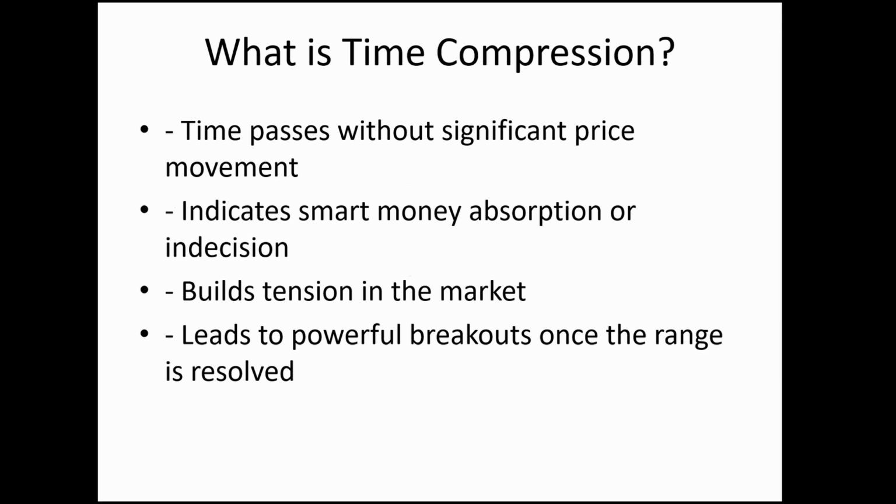So this time compression is very important; it indicates smart money absorption or decision. You might have heard many times people talking about moving average compression. At that time, price goes nowhere. The price stays in a range without meaningful movement. You will be confused. You do not know what to do. But this 12 p.m. breakout, this crucial 12 p.m. level, will make you profitable. It builds tension in the markets and leads to powerful breakouts when the range is resolved. The range has to be resolved.